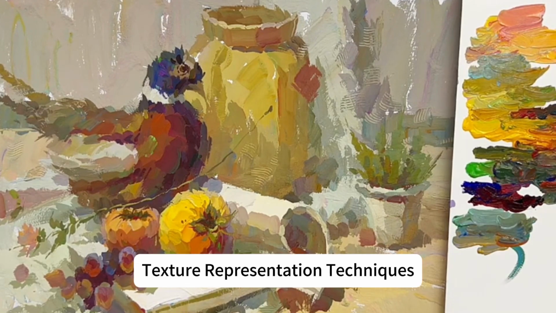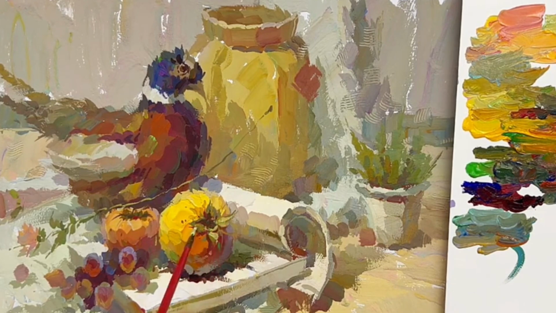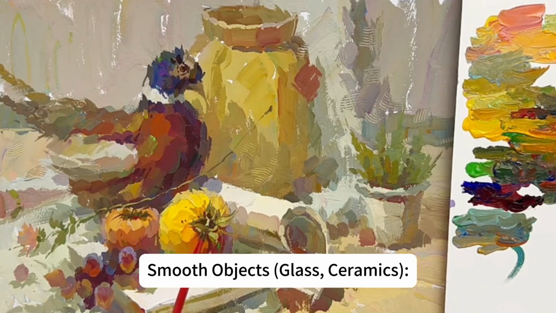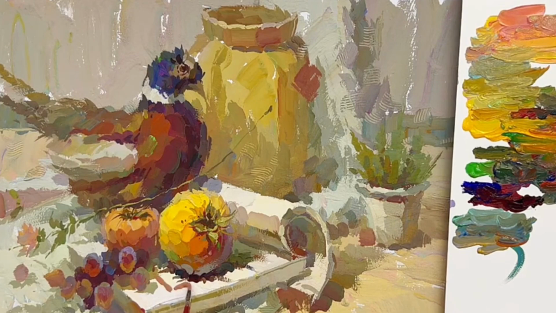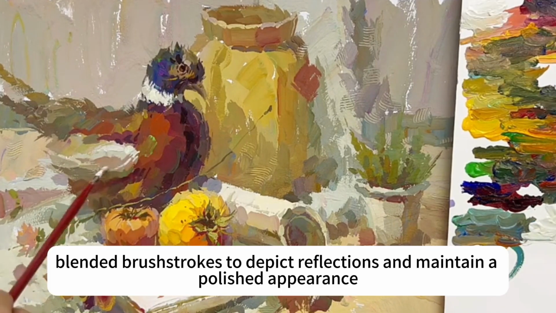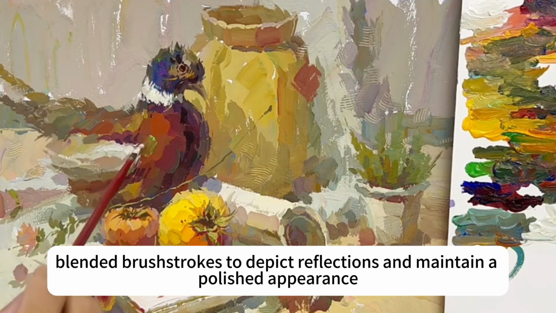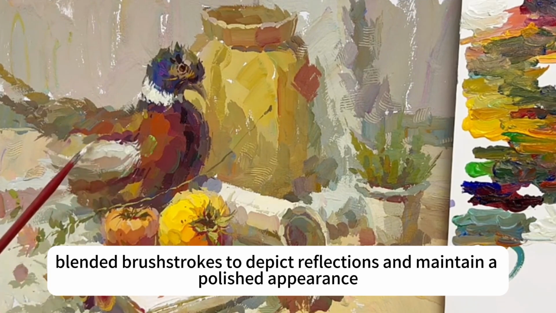Texture representation techniques. Smooth objects: glass, ceramics. Use soft, blended brushstrokes to depict reflections and maintain a polished appearance.